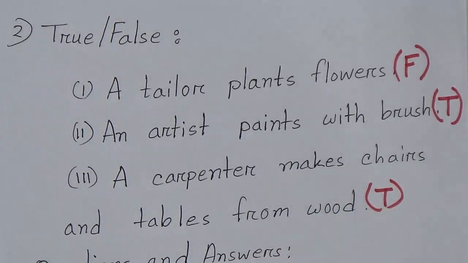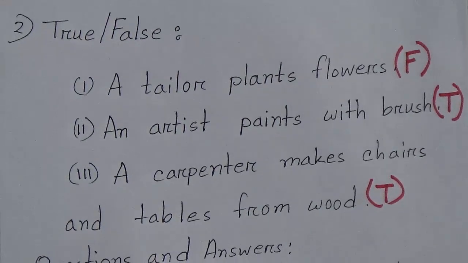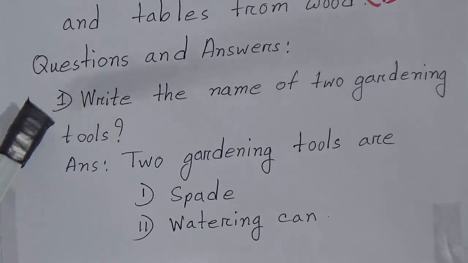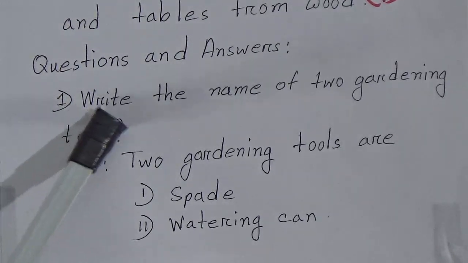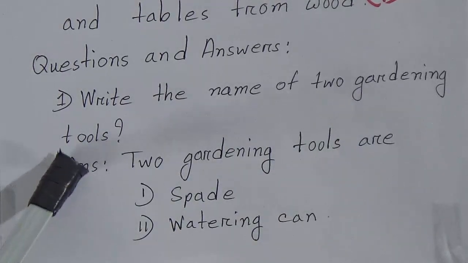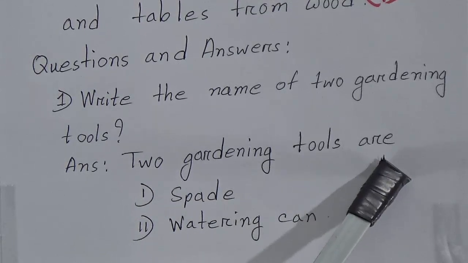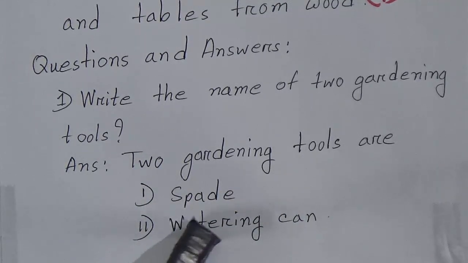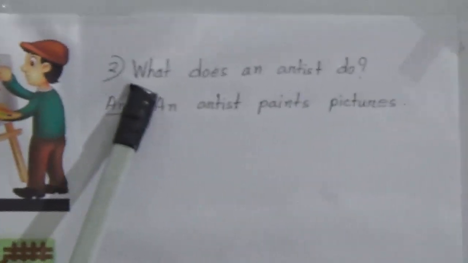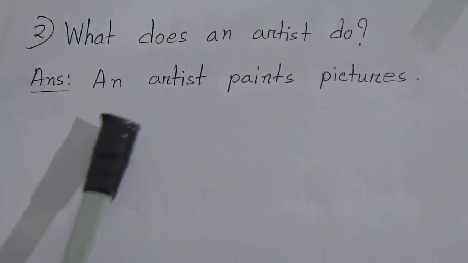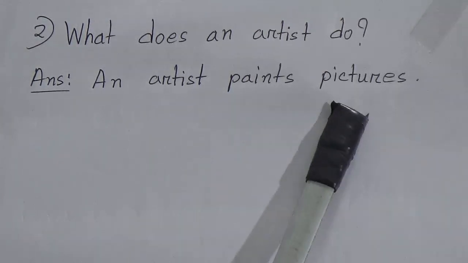Now dear student, we will discuss some questions and answers. Here are the 2 questions and answers. First question is: write the names of 2 gardening tools. Answer: 2 gardening tools are spade and watering can. And now the second one. Second question is: what does an artist do? The answer is: an artist paints pictures.